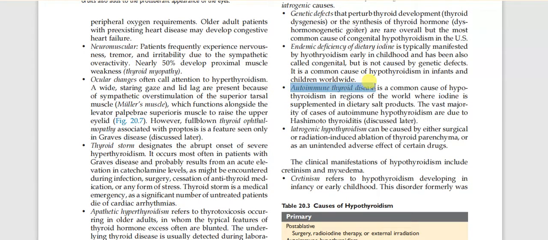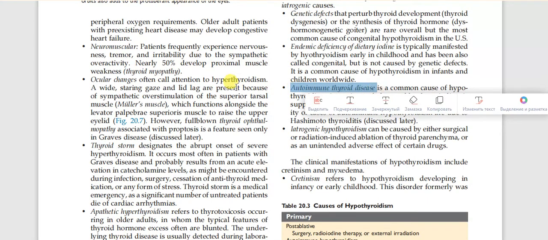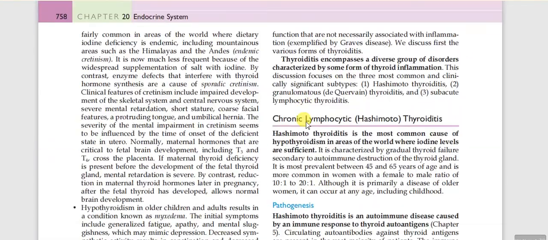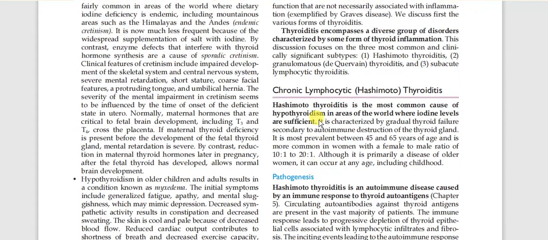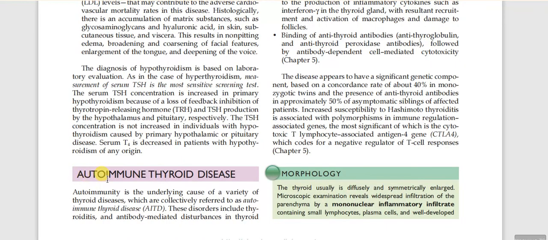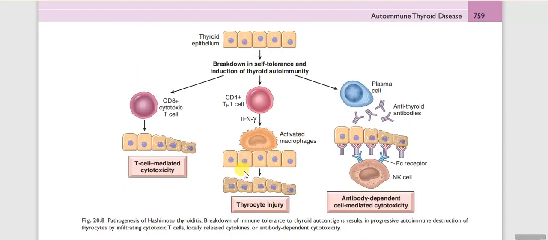So autoimmune thyroid disease is a common cause of hypothyroidism in regions of the world where iodine is supplemented in dietary salt products. This is the autoimmune disorder which causes Hashimoto thyroiditis. So this we discussed. Let's talk about two main conditions, the autoimmune thyroid diseases. That's what we should discuss.